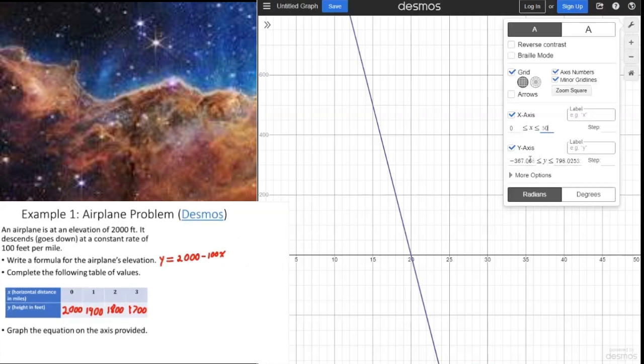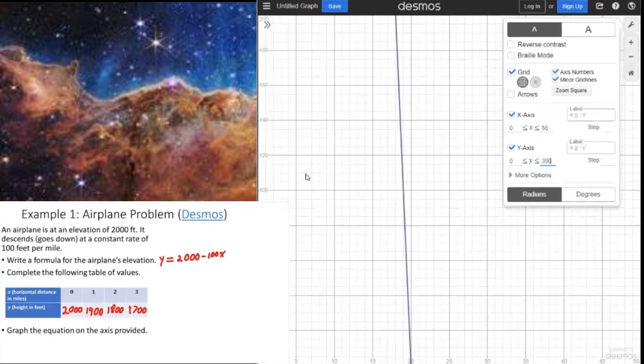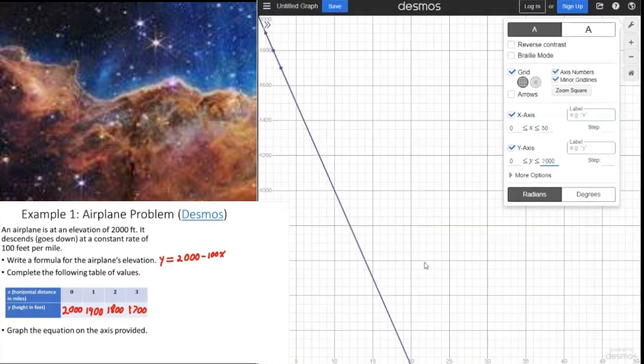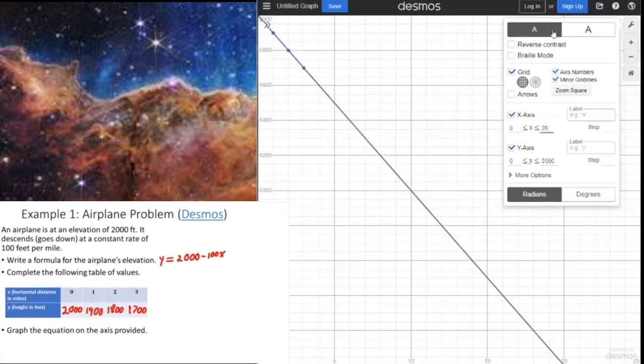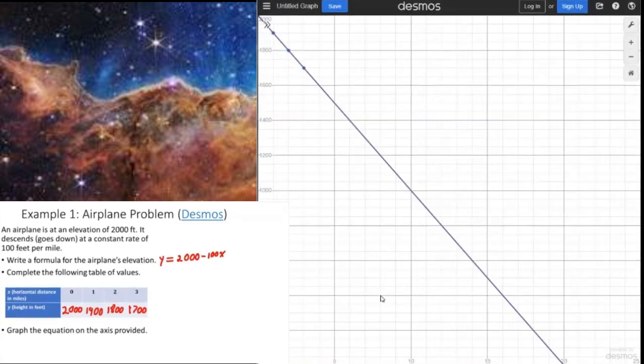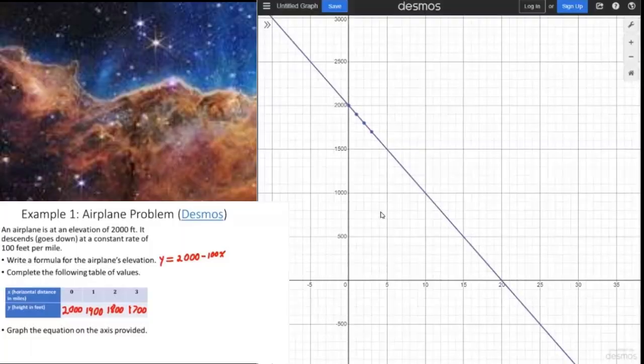Now, what about our y-axis? Let's go from 0, and since our initial value is 2,000, let's start with 2,000. Now we can see our graph. And we can see here that the line cuts off here when x is 20, so let's shrink the 50 to maybe 25 instead. Now, one of the benefits of Desmos is not only how quickly we can manipulate the window to fill in our graph, but we can also move around our graph and zoom in and out as much as we need.